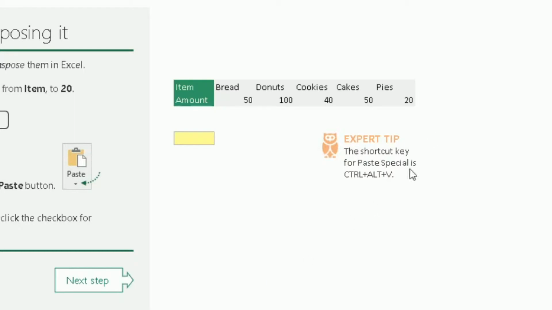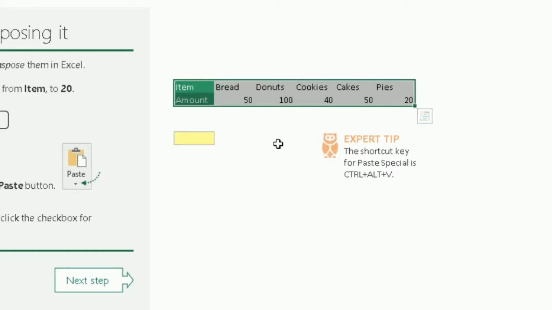So what I'm going to be doing is transposing the information in this table. So instead of it showing it in rows here, I'm going to be doing it so it's showing it in columns here. So first thing I need to do is click and drag to select two rows from the item to the number 20. So I'm going to click the item row all the way over to the number 20.